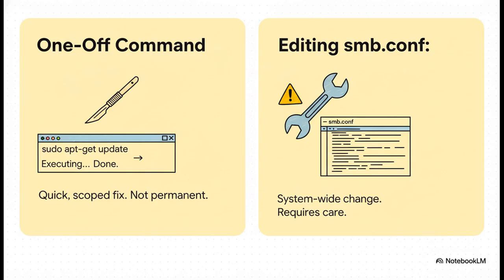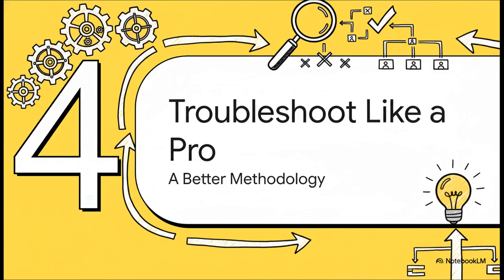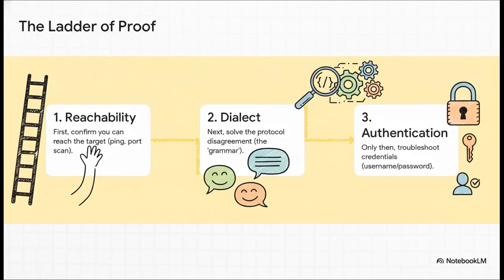Just be careful, it's super easy to make that change and then forget it's there, which can affect other connections down the line. So let's zoom out for a second. This one little fix teaches a much bigger lesson. It's not just about solving one specific error. It's about developing a professional mindset for troubleshooting any issue like this. I want you to think of it like a ladder. You don't just jump to the top rung. You start at the bottom and you climb up, methodically. Step 1, can I even reach the thing? That's your ping and port scan. Step 2, can we speak the same language? That's our dialect test. And only then, after you've confirmed the first 2, do you move to step 3.